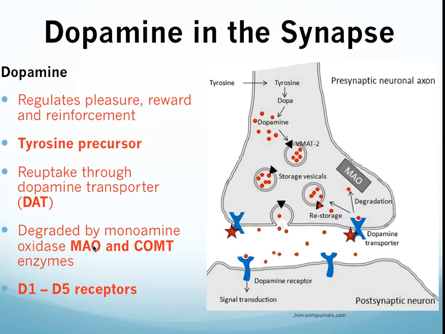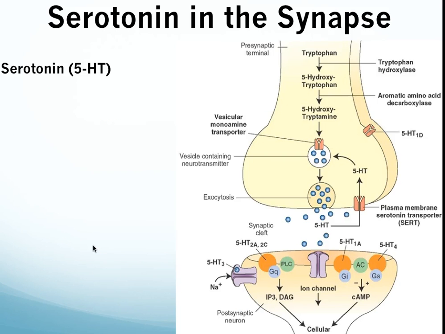D1 through D5 are the different receptors for dopamine. Now, some of these different neurotransmitters are going to have more than one type of receptor. This is something else that we're going to be talking about in a little bit more detail later. For now, we just want to take note that there are several different types. We have 5 different dopamine receptors. All right. Lots of pathways, and we're going to have some fun with that when we get there.